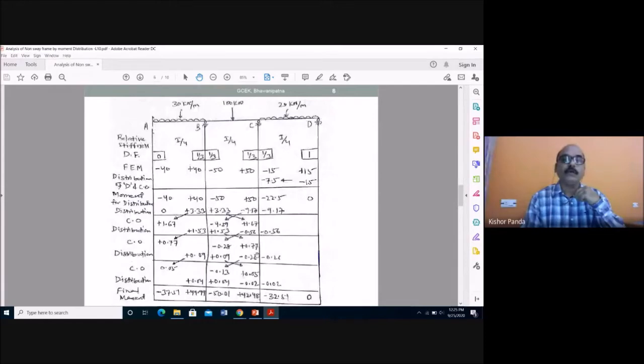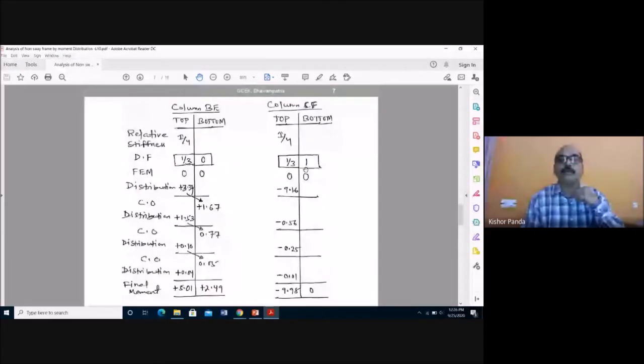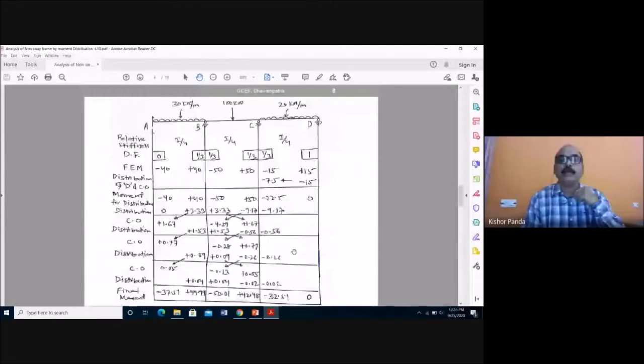Then coming to the joint C. Here on this side the moment is 0.77, and on this side there is no moment. So what is the net moment here? 0.77. So this moment will be distributed to 3 members, CB, CD and CF, this one being the vertical member. So this one is 0.77 into 1 by 3. You have to put in the opposite sign, minus 0.26; 0.77 into 1 by 3, minus 0.26.